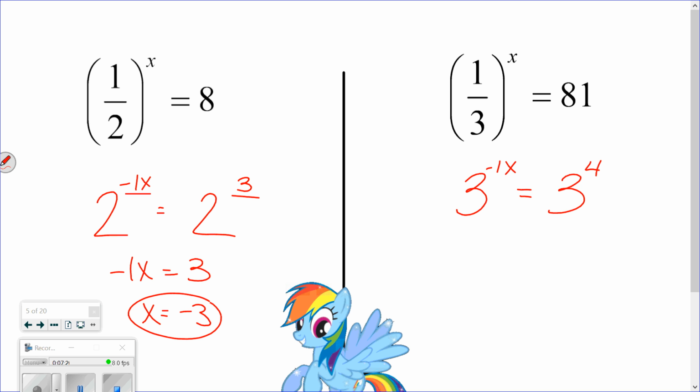So again, bases are now the same, which means those parts are the same. So x equals negative 4. It works. Holy smokes. Questions on that type of problem? Make sure the bases are the same, set them equal to each other.